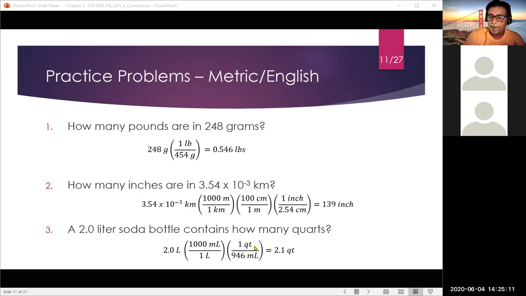Notice, remember that 946 is an approximate number, but it has 3 sig figs. But the problem gives me 2.0 liters, which has 2 sig figs. So my answer should have no more than 2 significant figures. So my answer is 2.1 quarts in 2 liters.